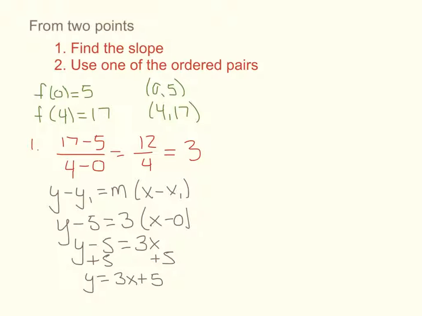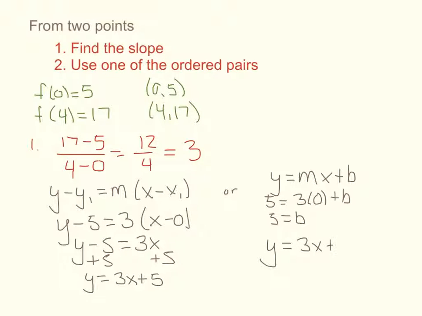Or you could do the same thing. You could plug into y equals mx plus b. So if we did that, we would have 5 equals 3 times 0 plus b. So we're going to get 5 equals b. And so then we're going to just get y equals 3x plus 5. Same idea. Again, if you're using this method, don't forget to go back and write the equation for it.